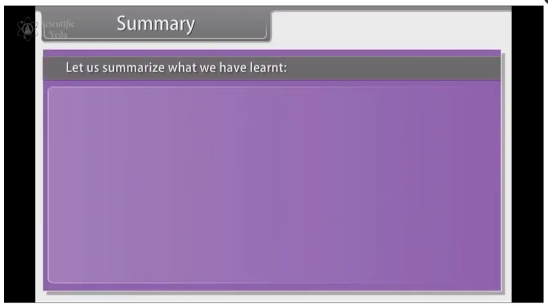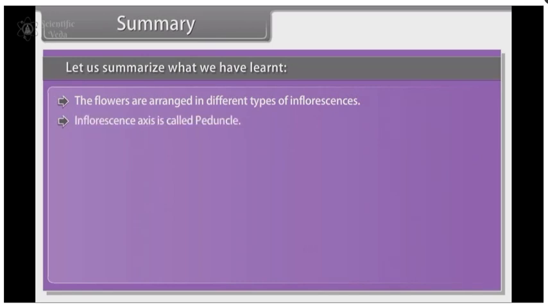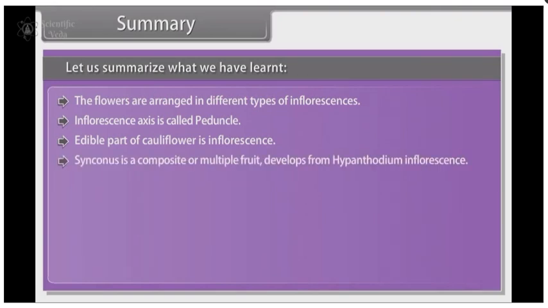Summary. Let us summarize what we have learned. The flowers are arranged in different types of inflorescences. Inflorescence axis is called peduncle. The edible part of cauliflower is inflorescence. Sorosis is a composite or multiple fruit that develops from hypanthodium inflorescence.